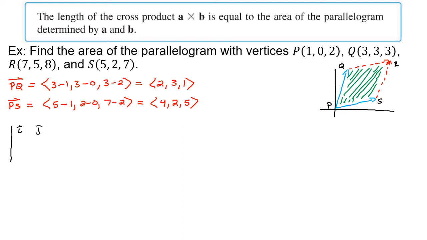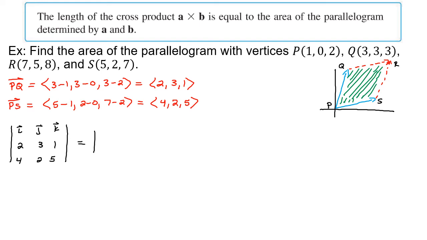So I'm going to have an I, a J, and a K. And I'll do 2, 3, 1, and 4, 2, 5. Now here the order won't matter because when we do the magnitude, all those numbers will get squared anyway. So if you do them the other way around, it won't really matter on this problem.